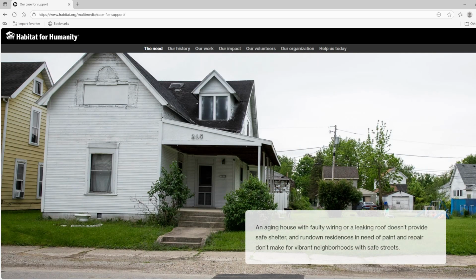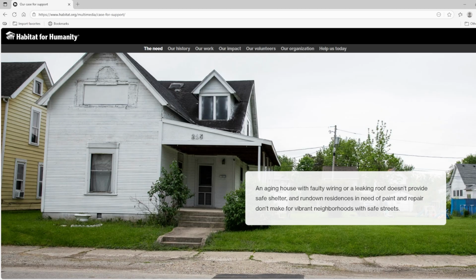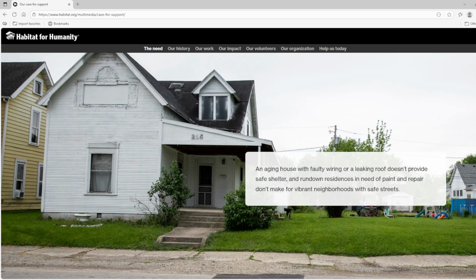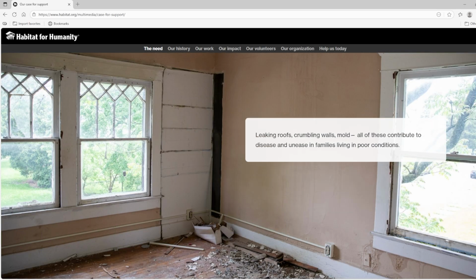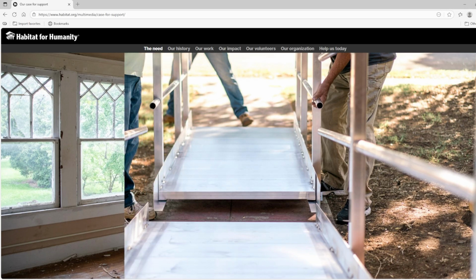Ooh, I like how the photos move here. An aging house with faulty wiring or a leaking roof doesn't provide safe shelter. So continuing to make it personal, continuing to make it personal.